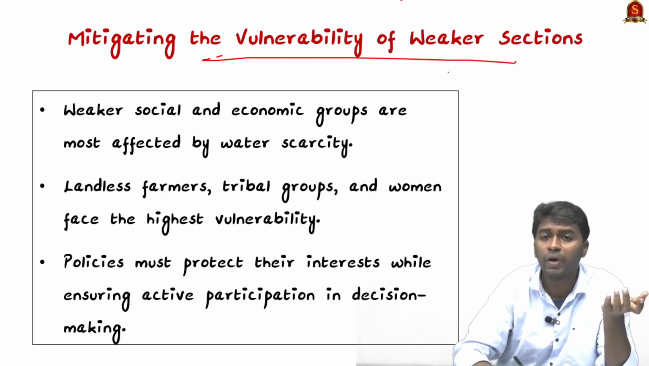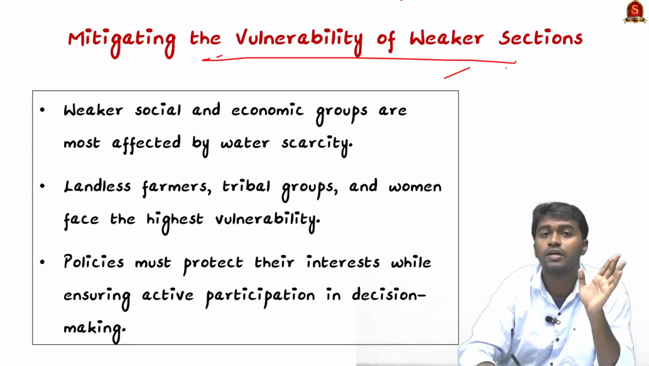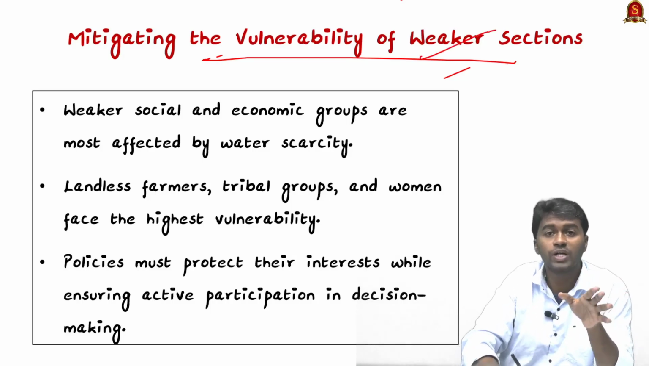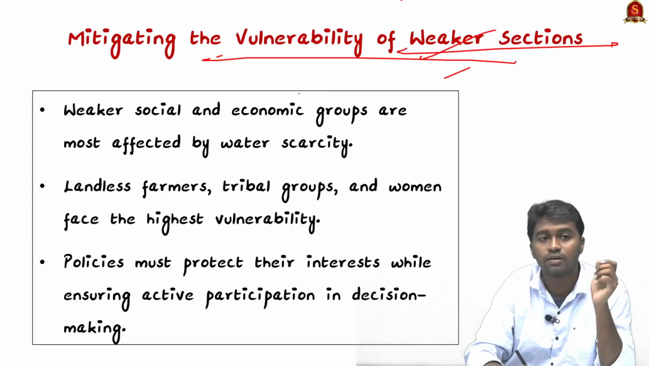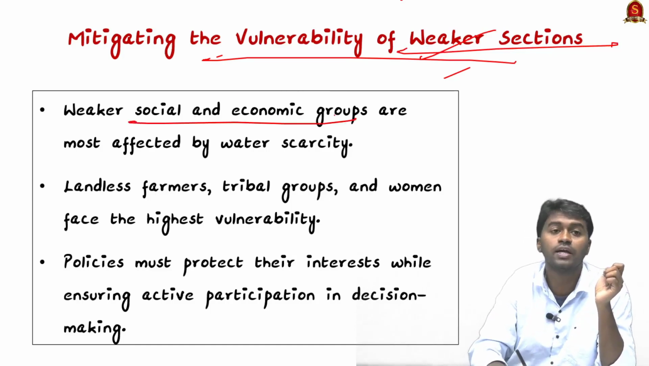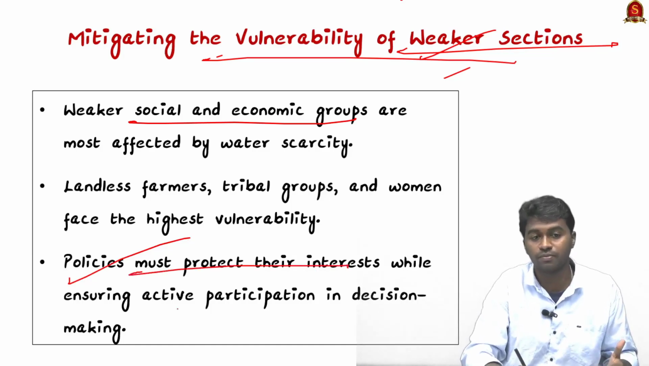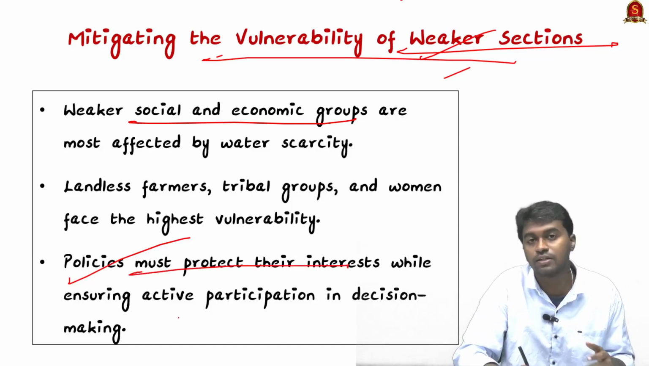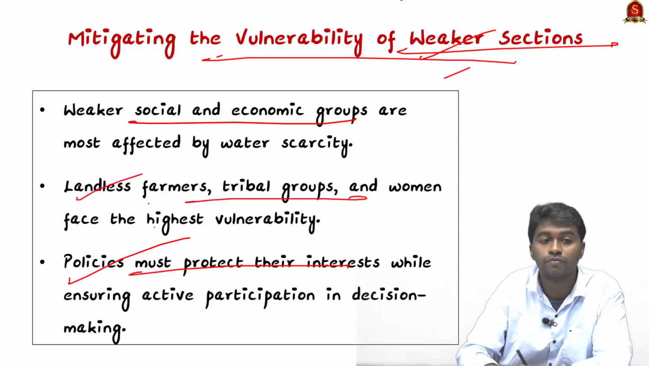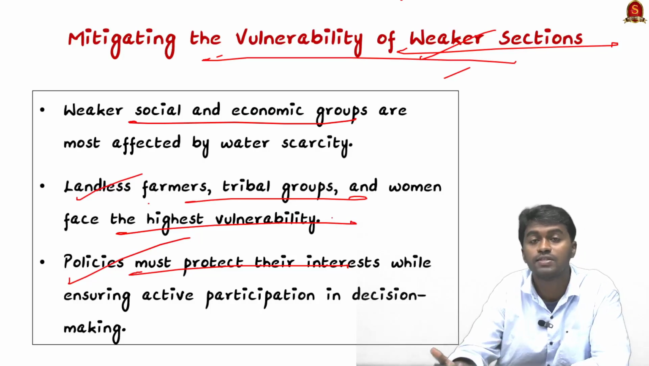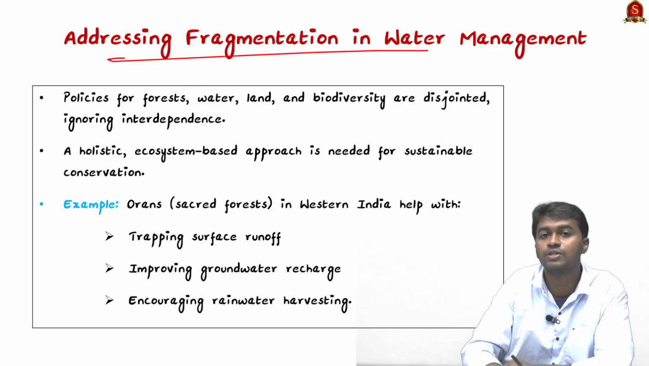So the impact of climate change or any climate events will affect society disproportionately, and the first victims will be the weaker or marginalized sections in society, and that means they will be affected both socially and economically. Therefore, when we are framing a policy, we need to protect the interest of the weaker sections in society as well, and that includes landless farmers, tribal groups, and women, because they are facing the biggest problem of climate change.